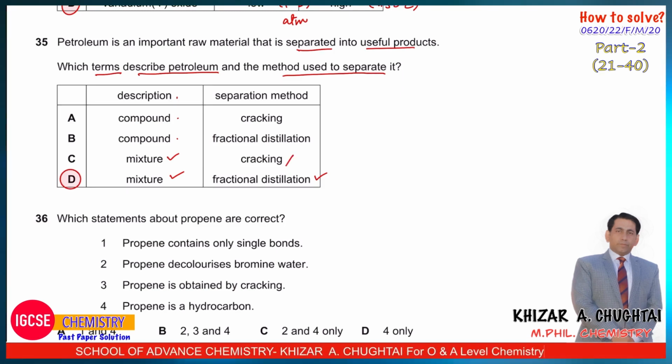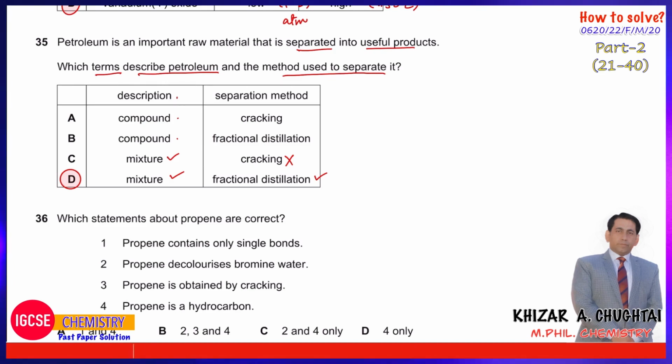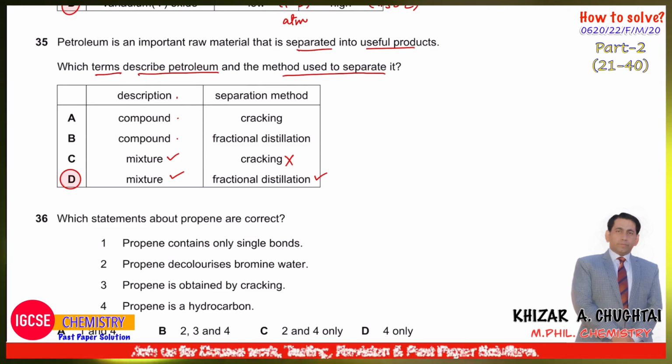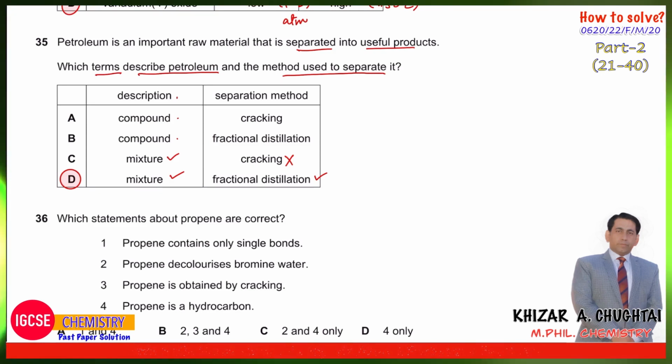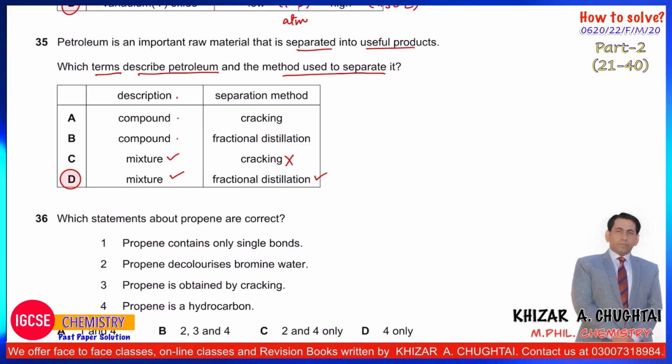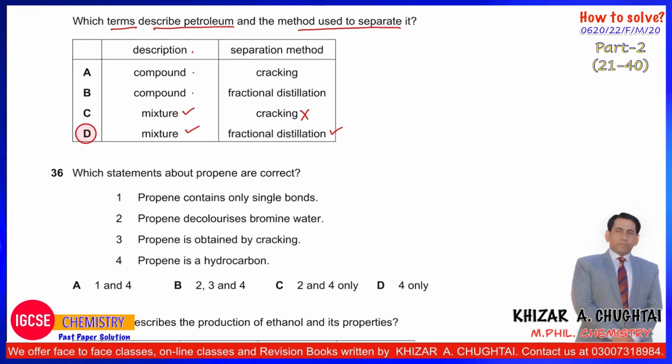Cracking is not a separating method. It is basically a conversion method in which a higher number of hydrocarbons are broken down into smaller hydrocarbons, more moles of molecules of hydrocarbon, those having fewer carbon atoms. So D is the correct option.